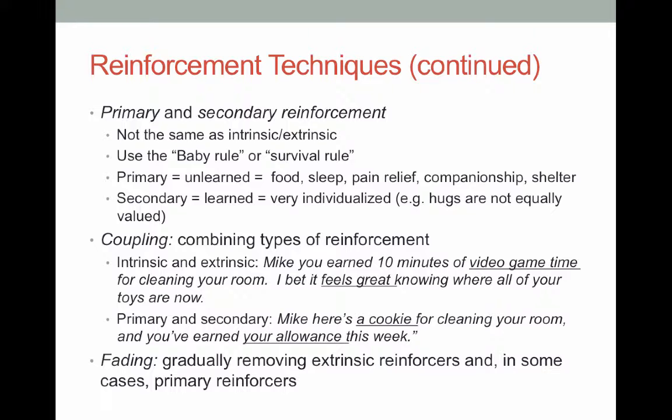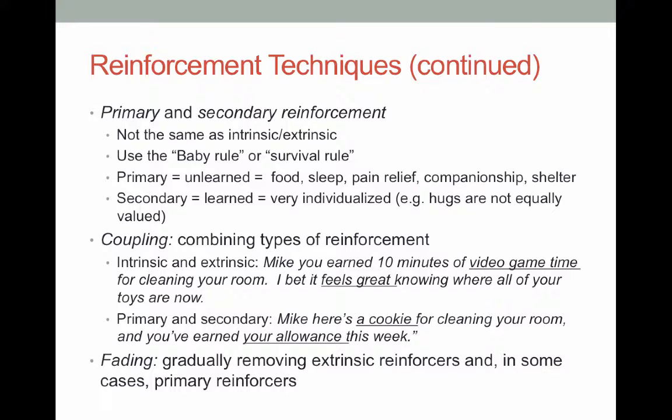So how do I tell the difference between these two things? Well, we can use what's called the baby rule or the survival rule. What does that mean? Well, primary reinforcers are those that we never had to be taught the value of. Just like a baby, any person would understand that food, sleep, relief from pain, being in the company of other people, being sheltered and warm, these are all things that, irrespective of our age, our intellect, our cultural background, are going to be understood by us. They happen at a very instinctive level, we might say.